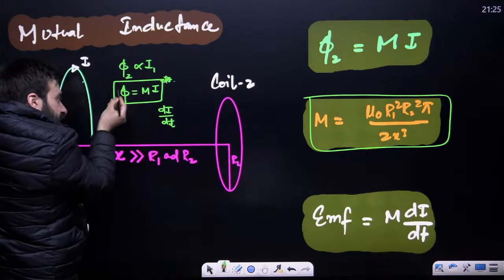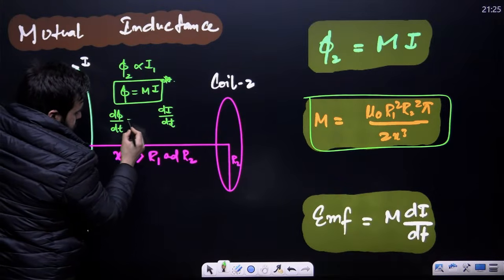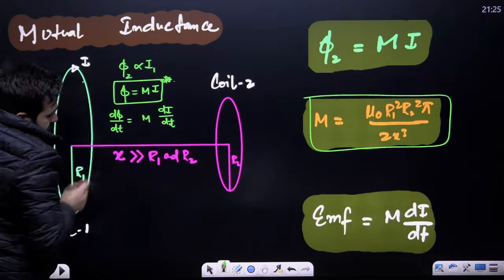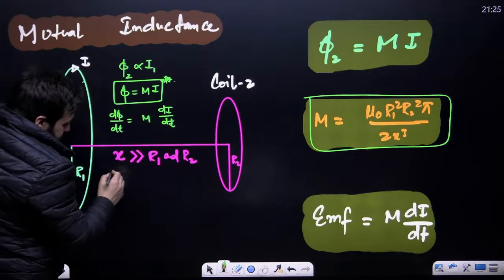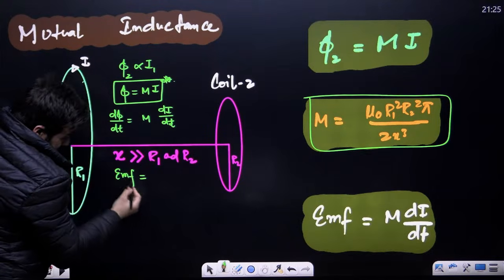Due to this change in current, this flux changes. That is dφ/dt. Absolutely, sir, it is equal to M. Now, what is dφ/dt? That is EMF. So this EMF comes out to be equal to the EMF in the secondary coil.